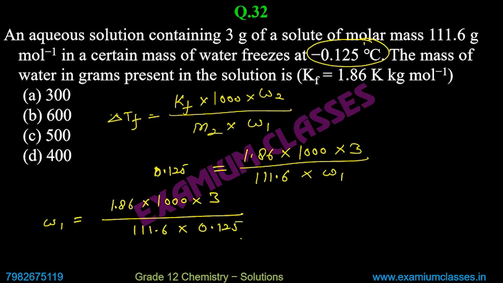0.125 is actually 1 divided by 8. Okay. 1 divided by 8. So if you remember these things, it will make your calculations easier. So 0.125, actually you can write 1 divided by 8. It will make your calculations easier. So when you solve this one, you get answer as 400 grams.